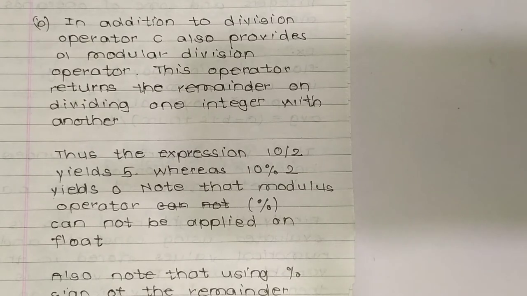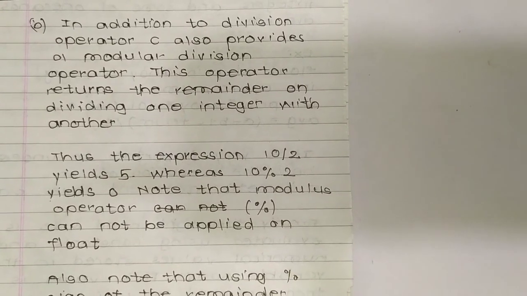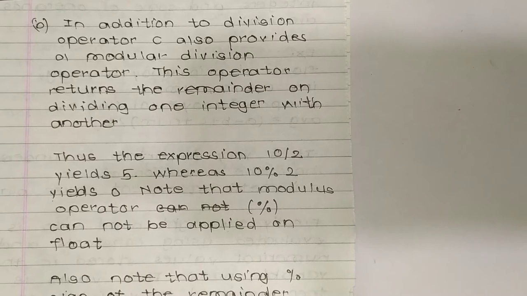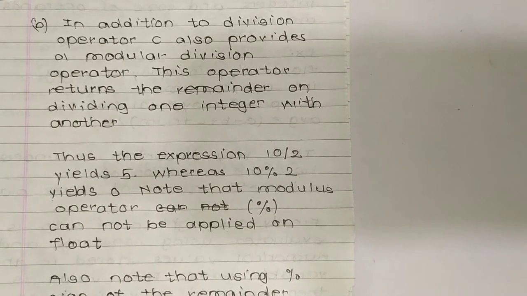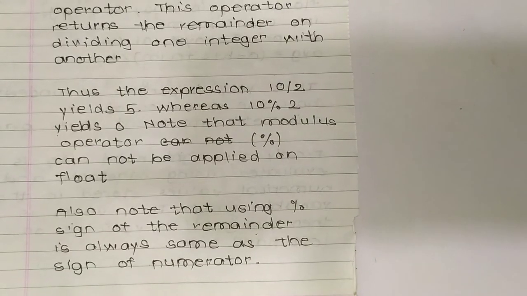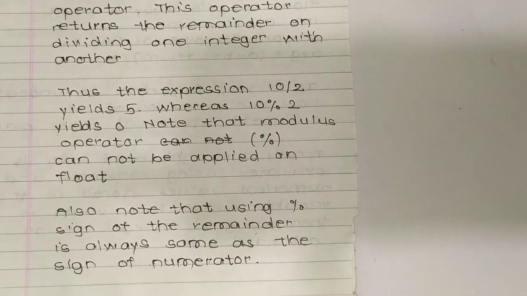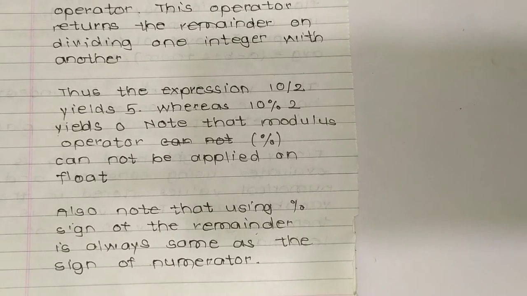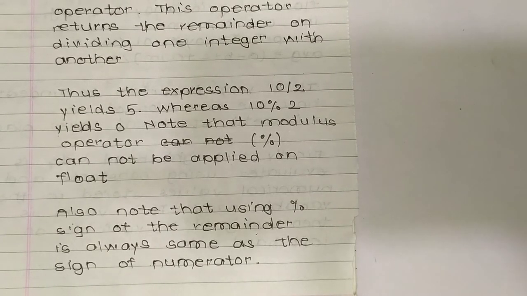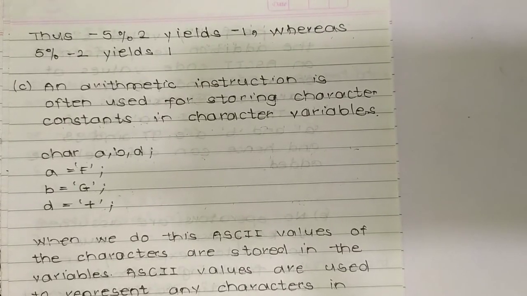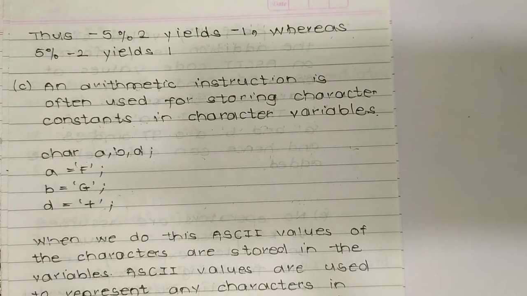Note that the percentage operator, that is the modulus operator, cannot be applied on float. It can only be applied on integers. Also note that using the percentage sign, the sign of the remainder is always the same as the sign of the numerator. Thus -5 % 2 yields -1, whereas 5 % -2 yields 1.